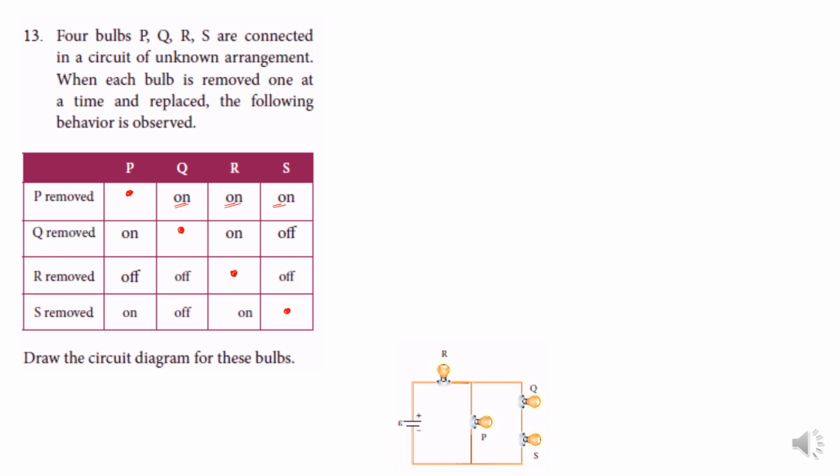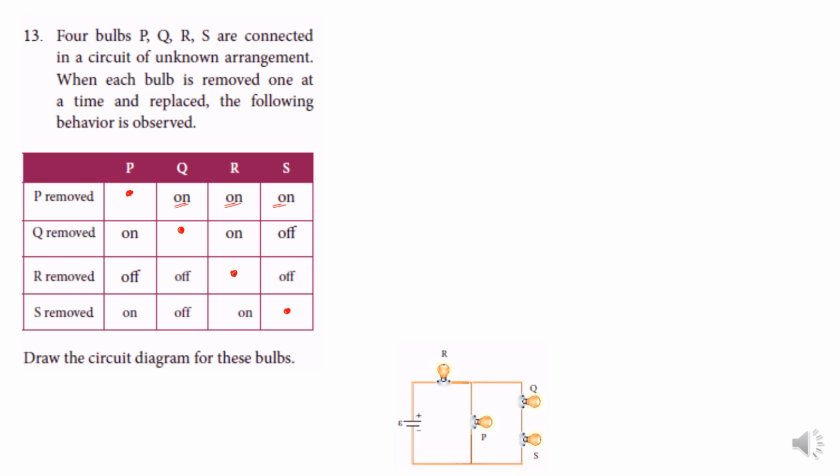Second thing, you remove Q. When Q is removed, only bulb S is off. P and R are in on condition. When R is removed, all the 3 bulbs are in off condition. So all the 3 bulbs being off means R is like a switch. R needs to be there for the remaining bulbs to glow. And then when S is removed, only Q is off and P and R are on.